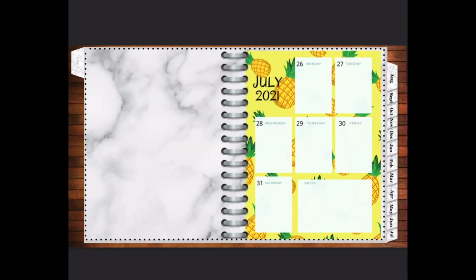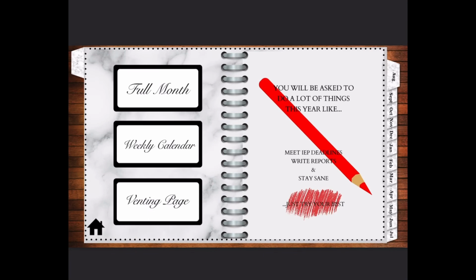So we're going to go back to August. And it's basically a repetition of what you've seen with July. Same thing. Your full month is going to be on your next page, your weekly calendar page after that, and your venting page is going to be the last page you see in your calendar.